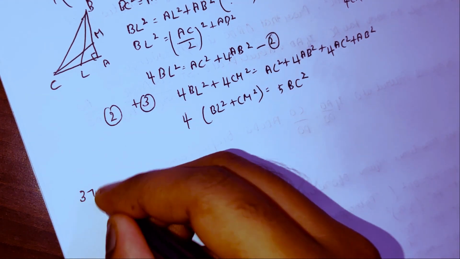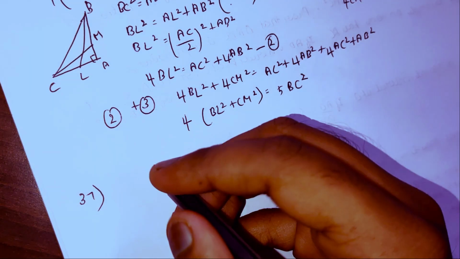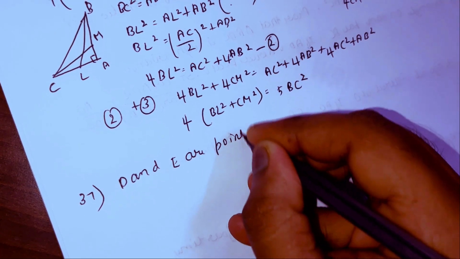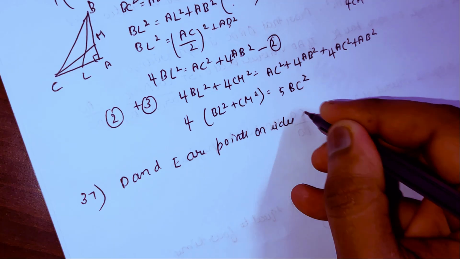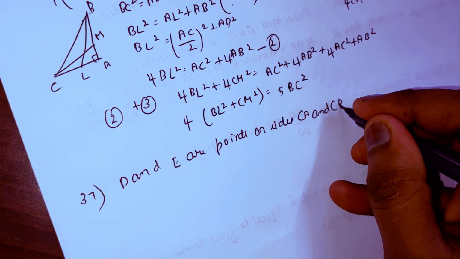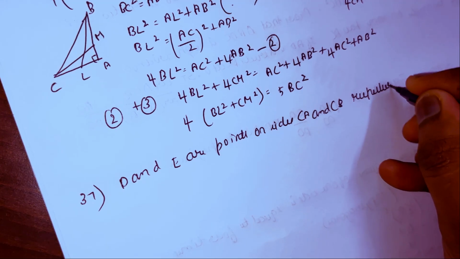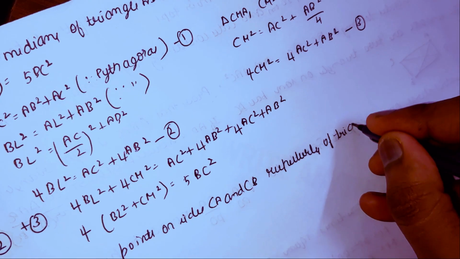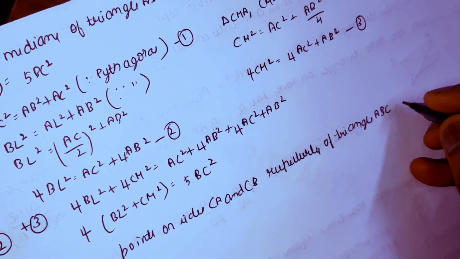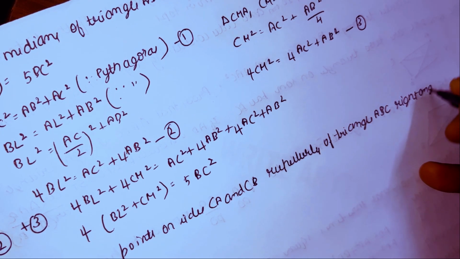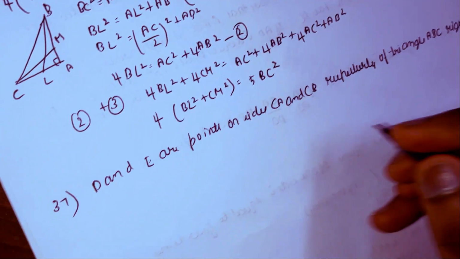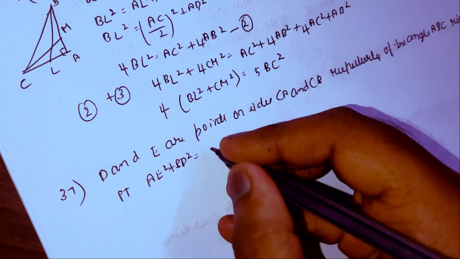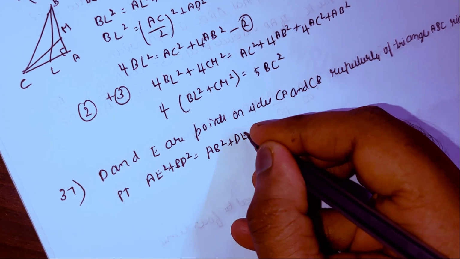37th question. D and E are points on sides CA and CB respectively of triangle ABC, right angled at C. Prove that AE square plus BD square is equal to AB square plus DE square.